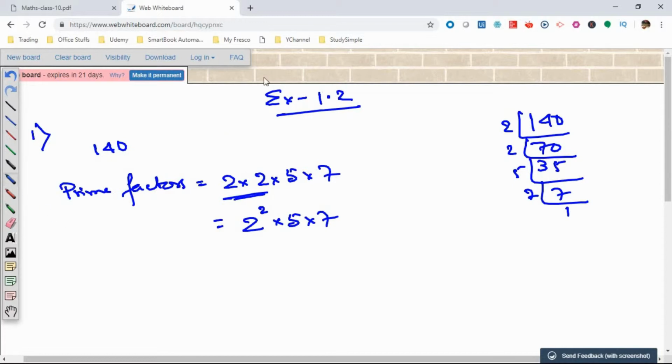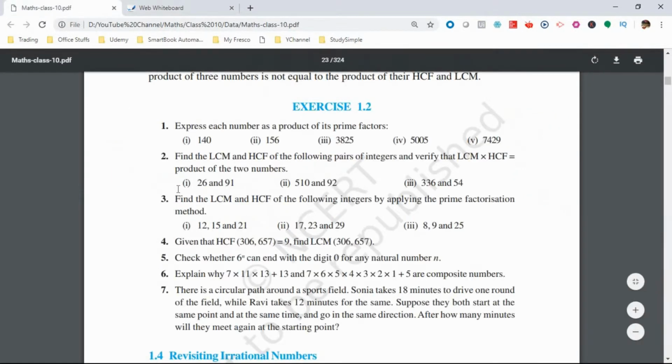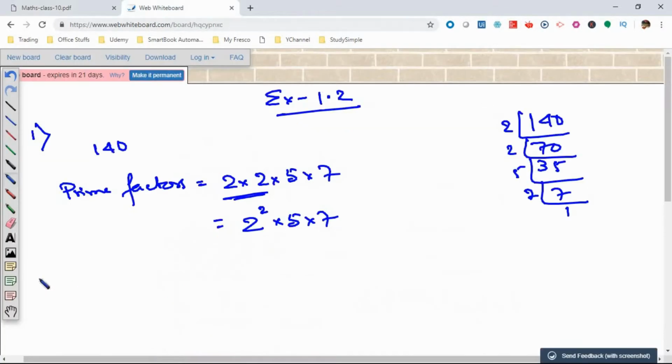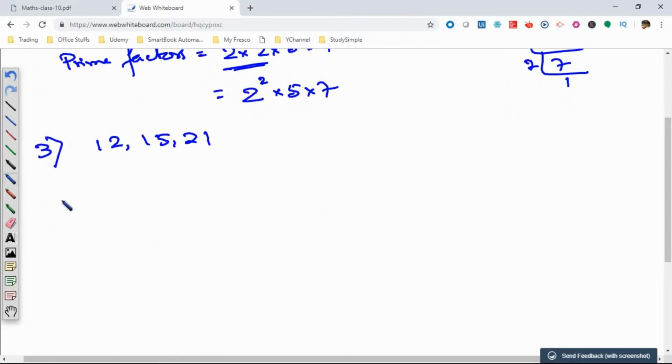Next, we have already solved the second question. Come to the third question. Find the LCM and HCF of the following integers by applying the prime factorization method. We have three numbers here: 12, 15 and 21. And we need to find the prime factors.